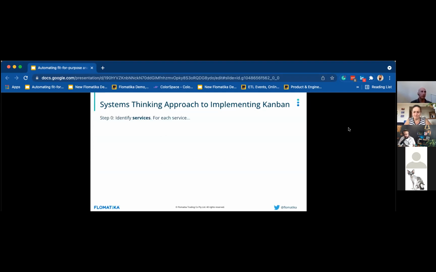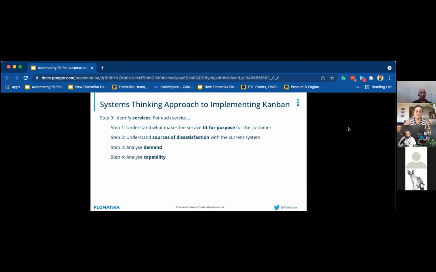First, you identify services, then you understand what makes the service fit for purpose for the customer. You understand the source of dissatisfaction, you analyze demand, you analyze capability, you model workflow, you discover class of service, and design the Kanban system, and then you socialize and negotiate the implementation. If you're not familiar with these and you're keen to learn, you can learn more with Daniel, with Silka, in one of the trainings. Also, you can search for a very good blog that Amanda Varela published a couple of years ago. That was a very good blog.